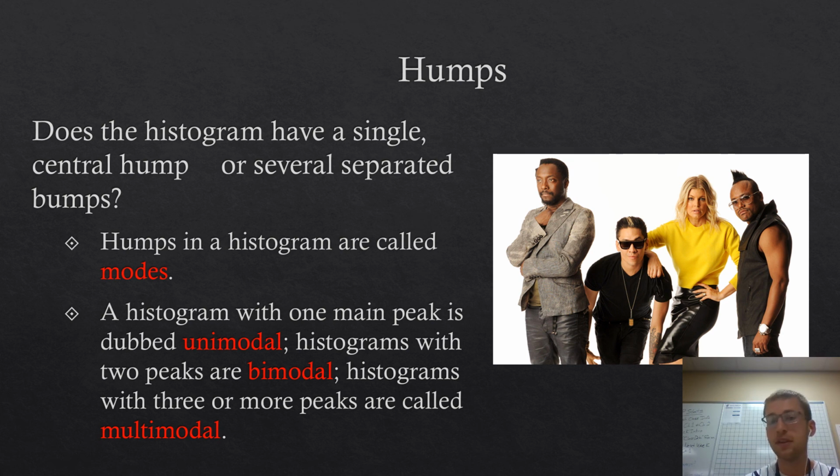When it comes to statistics and describing a distribution, humps on a histogram are called modes. So if you think back to elementary school when you found the mode, that was the number that occurred most often, right? So if you talked about test scores, if 10 people got an 80%, odds are that that would be the mode of your class, okay? So a histogram that has one main peak is called a unimodal graph. Histograms with two peaks are called bimodal, and anything 3 and higher for number of modes is just called multimodal.